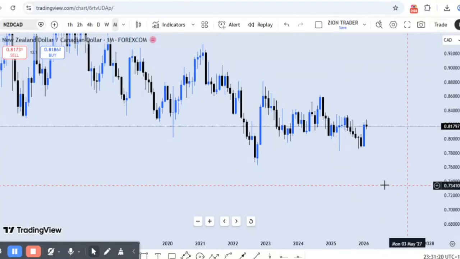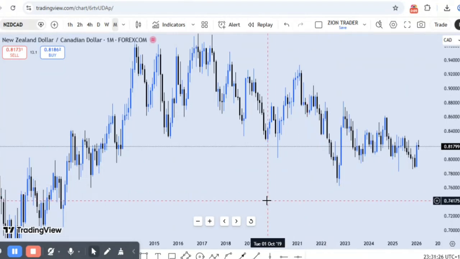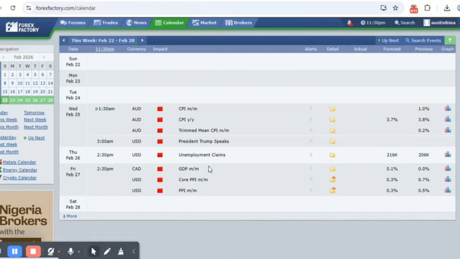So today we'll be analyzing NZDCAD. Before we take a look at the technicals, let's see what we have in the fundamentals this week. You can see all the high impact news events we have this week. On Monday and Tuesday we have no high impact news, but on Wednesday we have CPI for AUD, year over year and month over month.